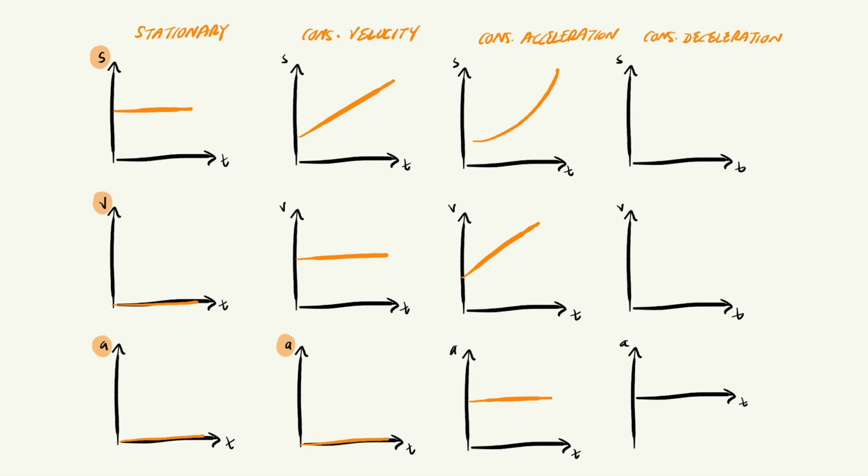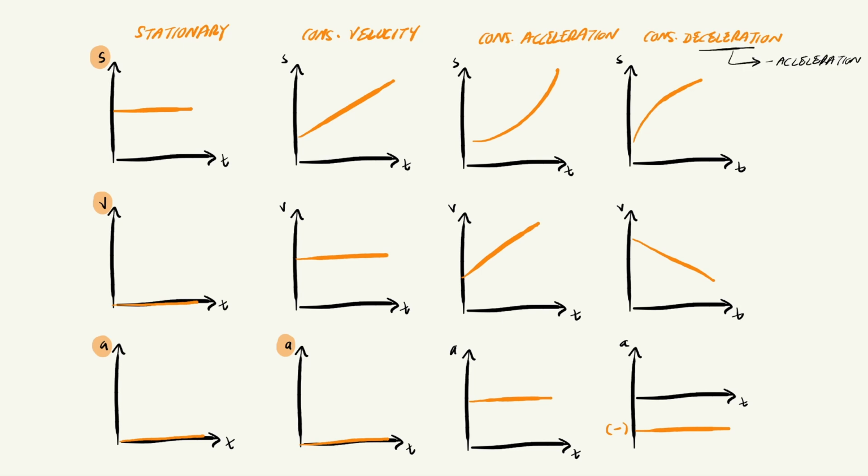Finally, constant deceleration. For the displacement time graph, the gradient is decreasing over time. I want to be precise about this. The gradient is reducing. It is not necessarily negative. The object could still be moving forward, just slowing down, which means displacement is still increasing, just more and more slowly. For the velocity time graph, we get a straight line with a negative gradient. The velocity is decreasing over time. And for the acceleration time graph, we get a horizontal line again, but this time below the time axis, because deceleration is simply negative acceleration.